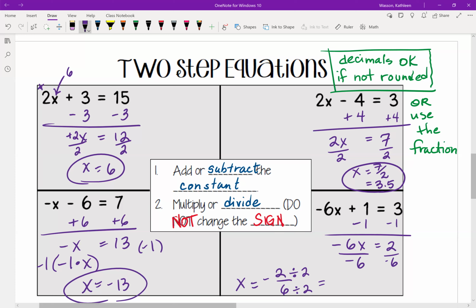This then would reduce to be -2/2 is 1, and 6 divided by 2 is 3, so I get -1/3. And this can be checked. This solution I could not write as a decimal because of my rule. It is 0.333 repeating. I would have to round or truncate to write it as a decimal, and since it's repeating, I'm just going to keep it as a fraction.